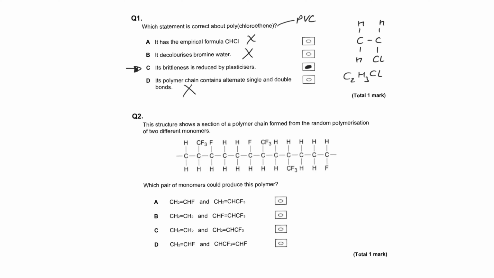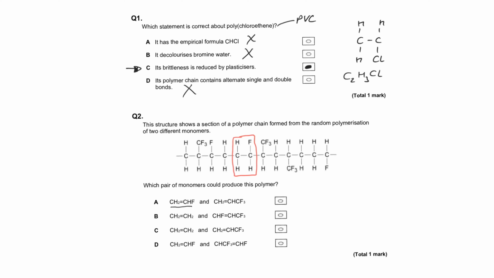Question 2. This structure shows a section of polymer chain formed from the random polymerization of two different monomers. Which pair of monomers could produce this polymer? So there's only two monomers which could make it up. If we look at the first example, this is CH2=CHF. Let's try and find that within this polymer structure. So we're looking for a CH2 with a CHF.